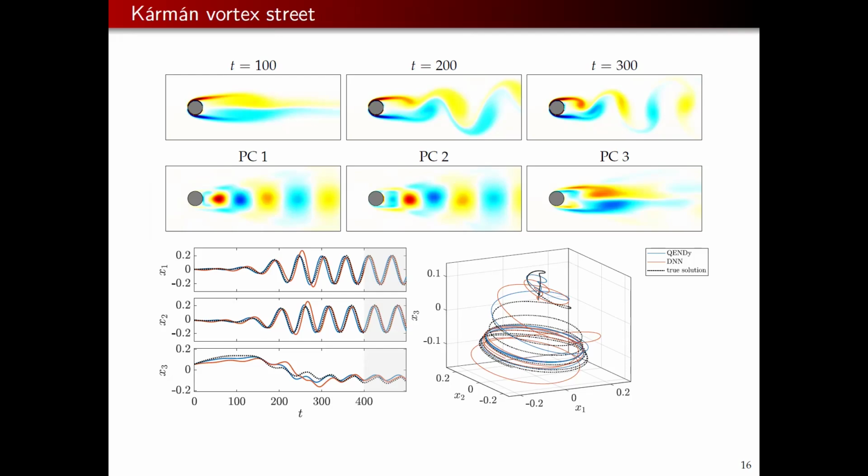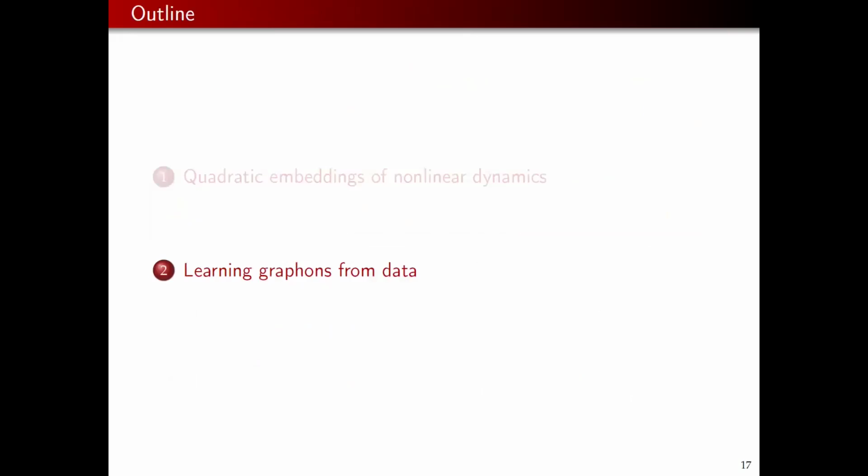This gray area here, this is the extrapolation phase. You can see that we can really represent the dynamics, and we can also extrapolate, and we can really predict the evolution of the dynamical system, also in this case over long time intervals. I think I will stop here. I have 2 or 3 minutes.